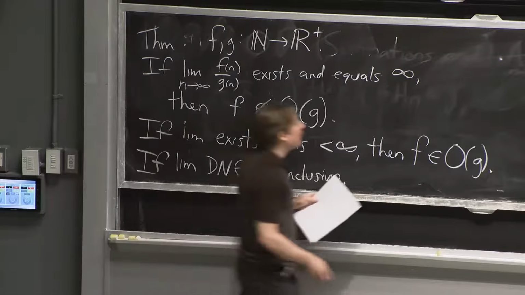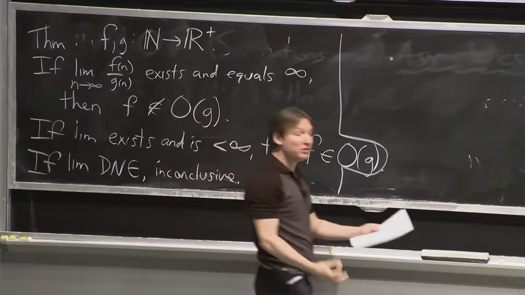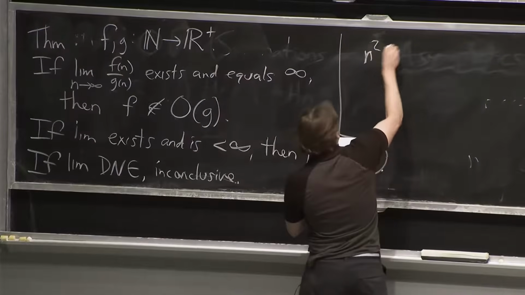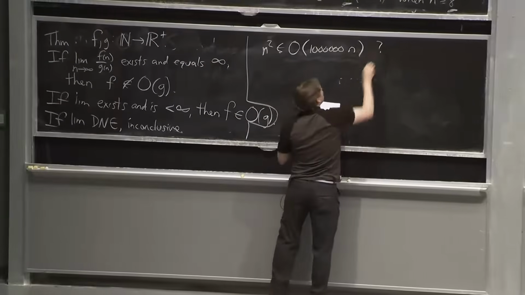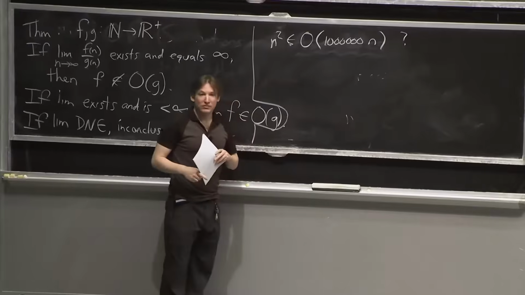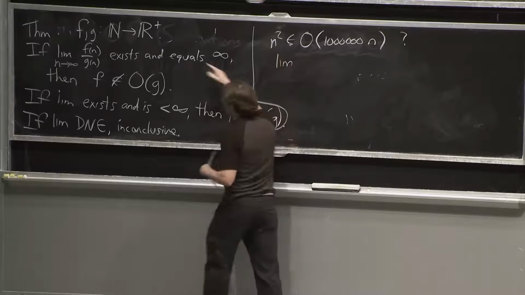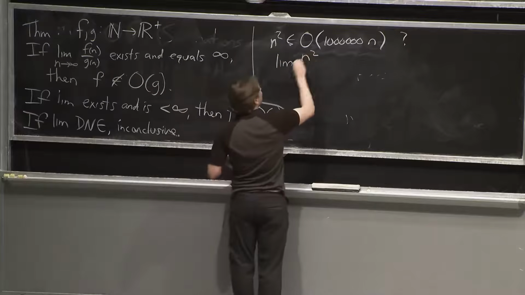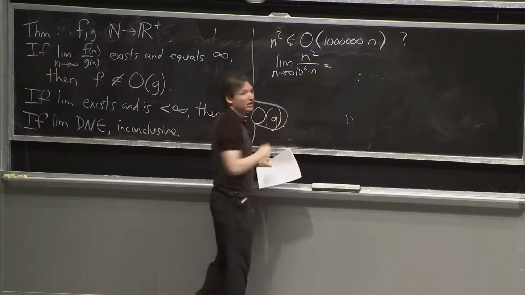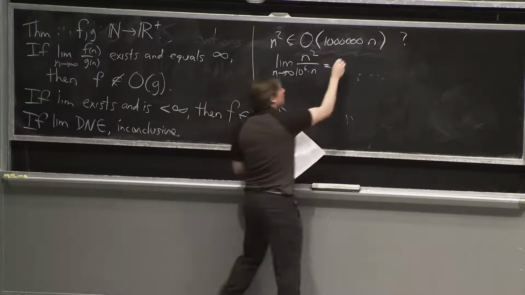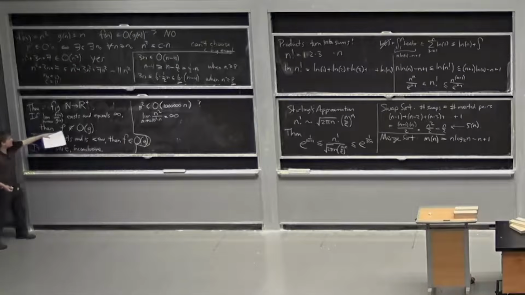All right? I'm not going to prove that. It's not difficult to prove. It's in the notes if you want to read about it. But let's use it. Is n squared in big O of a million n? Well, how do we test that? Let's use this limit test. We can look at the limit of f over g of n squared over a million n as n goes to infinity. n squared over a constant times n, that's infinity. And so the limit exists, it equals infinity, and that tells us that f is not big O of g.